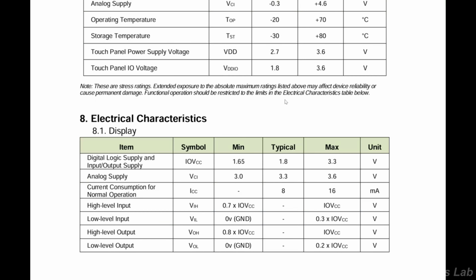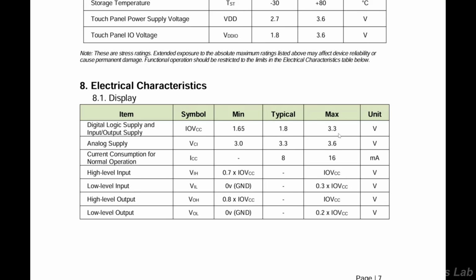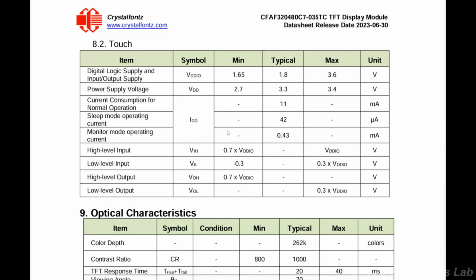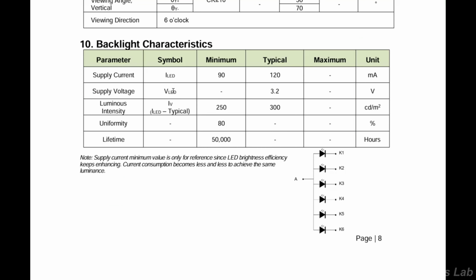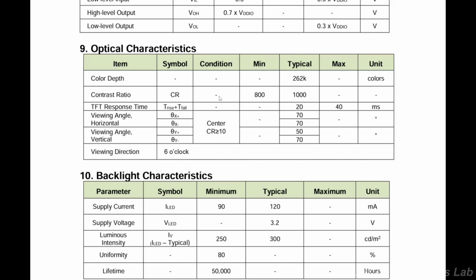And so this is the voltage characteristics. It can run to 4.6 volts. This is the logic supply. It pretty much has to run on 3.3, although typical is 1.8, which I think is internal though. But in any case, we use 3.3 volts for mainbrain. All right, so here's some touch characteristics, backlight characteristics. Everything is 3.3 volts. And here's some technical data about the optics.